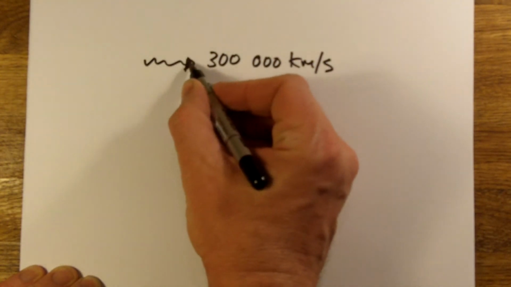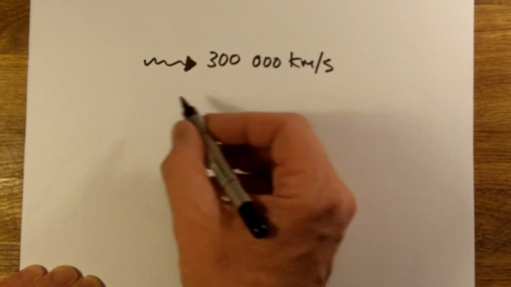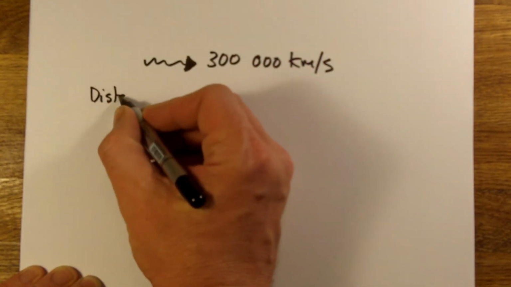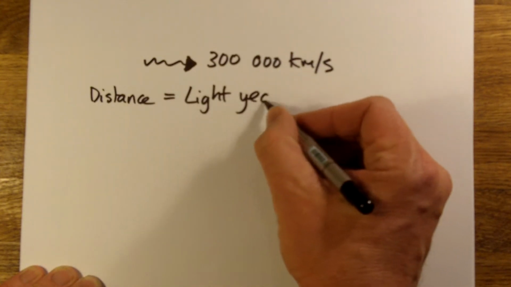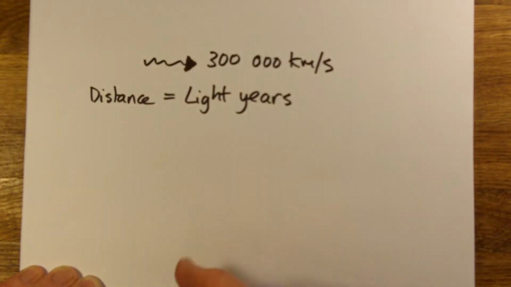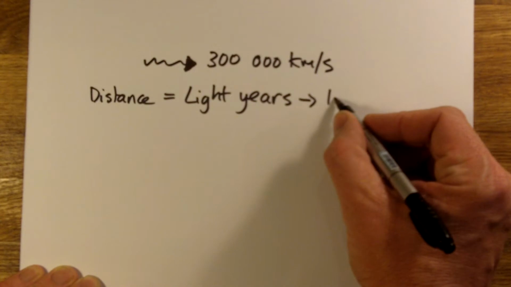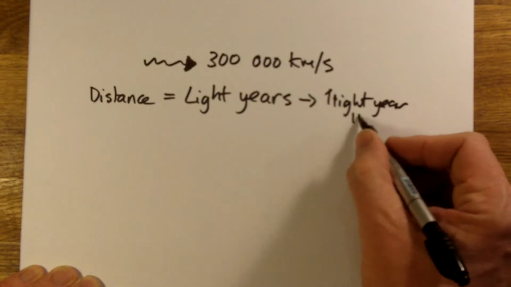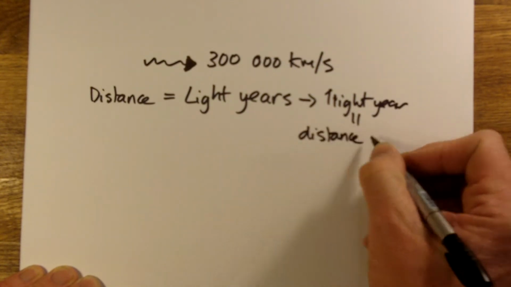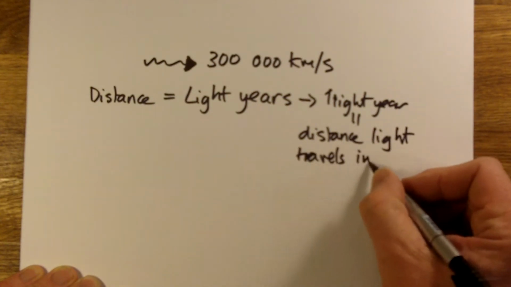So we can use the speed of light, as it's constant, as a measure of distance. As a distance measurement, we often use light years, simply because if we use kilometres and miles, the numbers would be so big that they'd be difficult to comprehend. So we use the light year, where one light year is equal to the distance that light travels in 1 year.